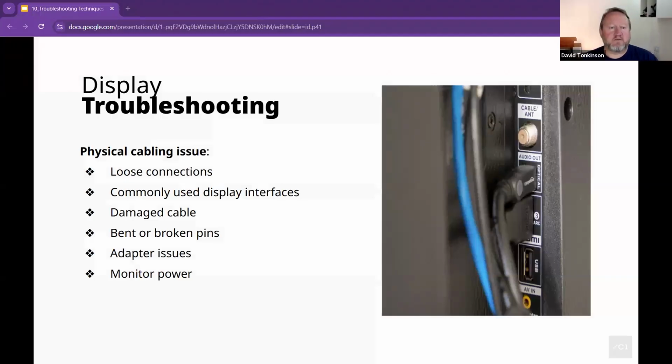So loose connections are probably the biggest issue that we tend to have. Damaged cables can also cause problems. I've seen people ride the wheels of their chair over cables, which causes problems. Bent and broken pins are really common in the old systems, but not so much in HDMI, because we don't have cables with pins that bend and get wrong in there.